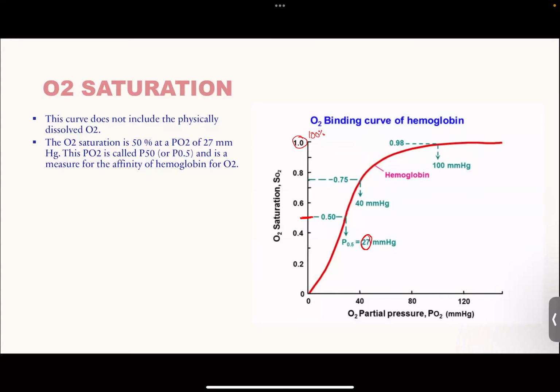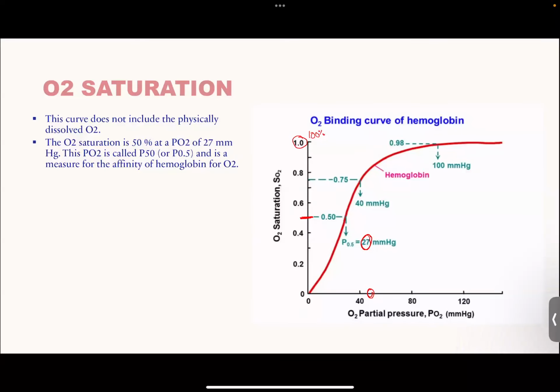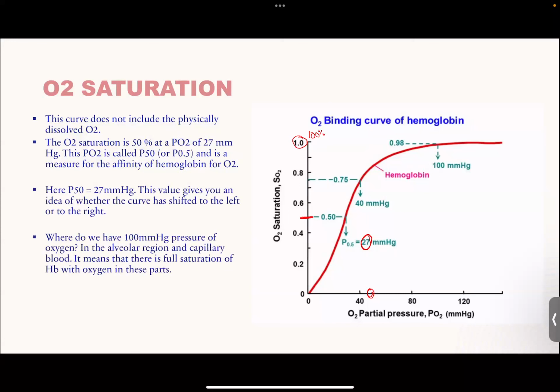So if the P50 was way higher, let's say it was somewhere like here, that would mean that you're requiring more pressure for the hemoglobin to bind, right? So that kind of tells us about the affinity of hemoglobin for oxygen. Another value that we look at is this 100 millimeters, and we have 40 millimeters. Where do we have 100 millimeters of pressure? We have it in the alveolar region and the capillary blood, right?